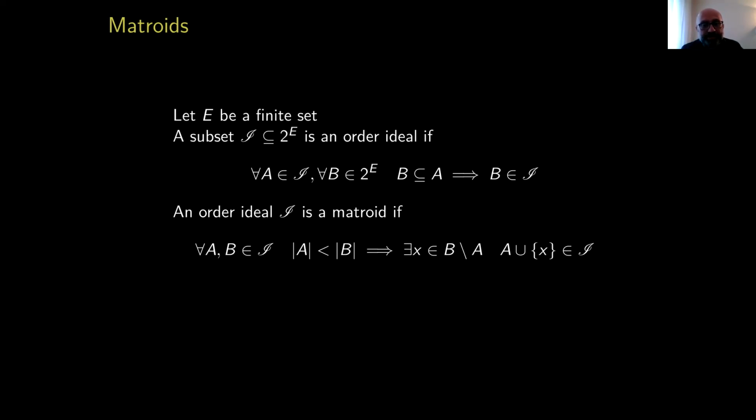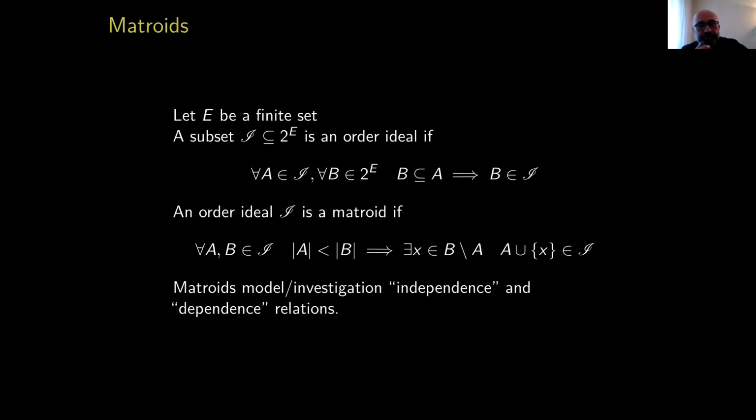And the order ideal is called a Matroid if I take two elements from the order ideal, such that one has fewer elements, then I can enlarge the smaller one using the elements in the larger one in the order ideal. This is not a very intuitive definition, but the intuition behind it is that Matroids essentially model independence relations. The classical example of a Matroid is the dimension of the span of these elements. Okay. I don't like this definition. I don't use this definition.